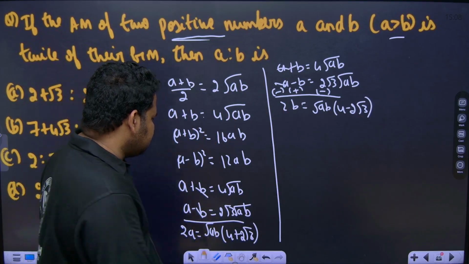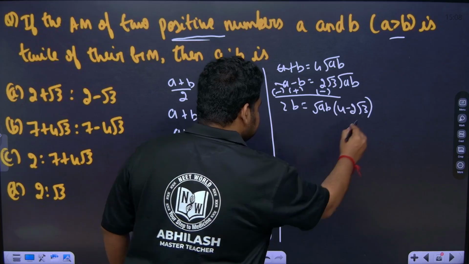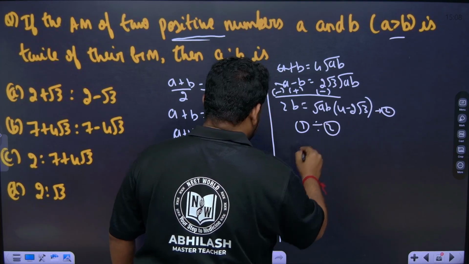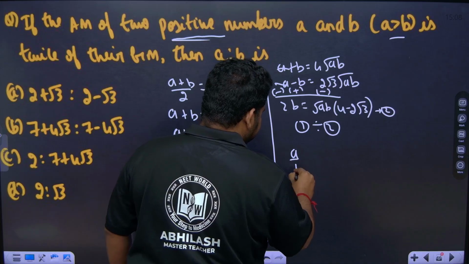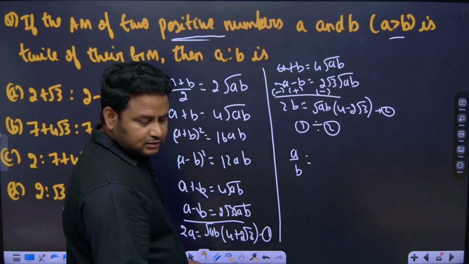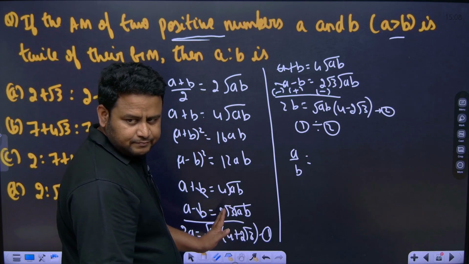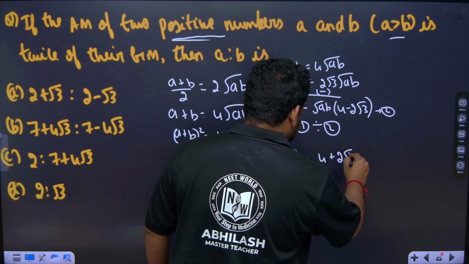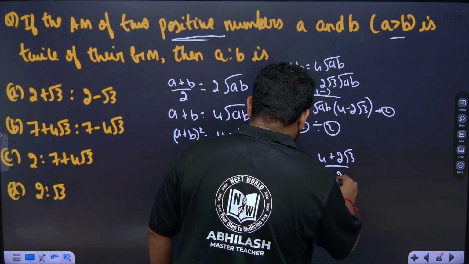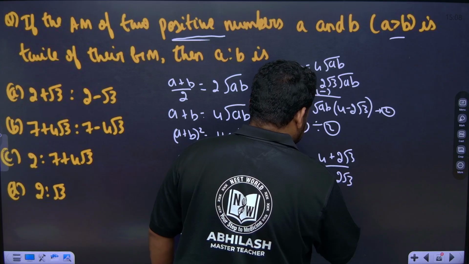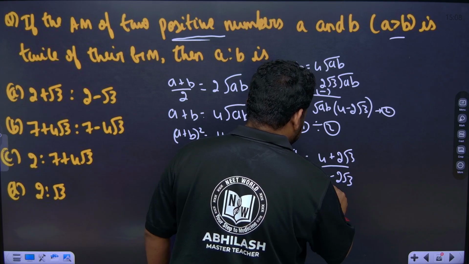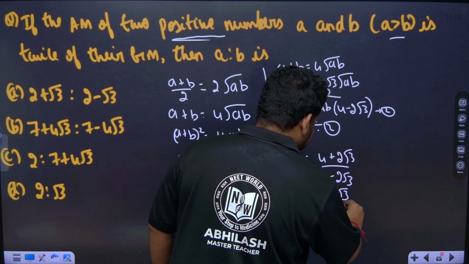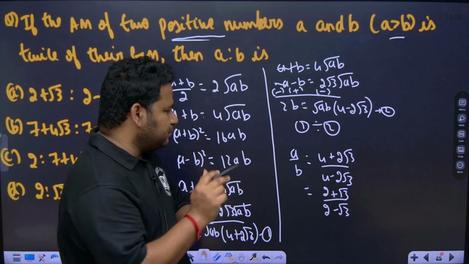So what will I do? I will write this as equation 1 and this as equation 2. Equation 1 divided by equation 2 will give me a by b. Root ab will cancel. So I will get 4 plus 2 root 3 over 4 minus 2 root 3. I can take 2 common. So this will become (2 plus root 3) by (2 minus root 3).